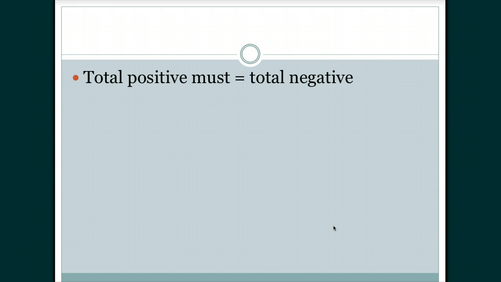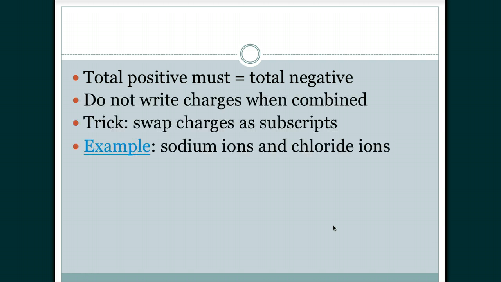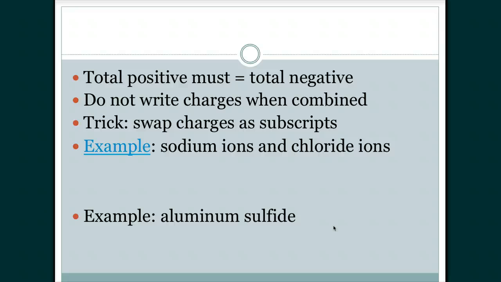Another example. Well, we talked about how they have to add up to 0, so sodium ions and chloride ions, and then aluminum sulfide ions. Compounds, I'm sorry. So sodium ions plus chloride ions. Sodium will have a positive charge of 1. Chloride will have a negative charge of 1. Wow, how easy, right? You have sodium chloride as just NaCl, and there are no subscripts.